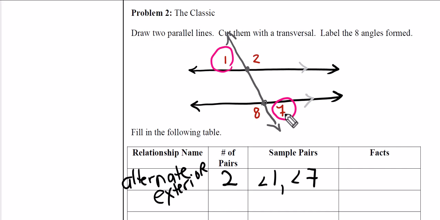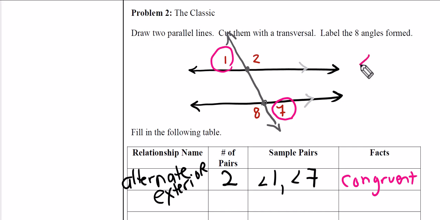There's only two pairs of them. And again, if we look at this carefully, it looks like angle 1 is acute, and angle 7 looks also acute. If you turn your paper upside down, you'll notice that. And so we can say that alternate exterior angles are congruent or equal to each other. But once again, do not say that all alternate exterior angles are congruent. It's only pairs of alternate exterior angles that are congruent.